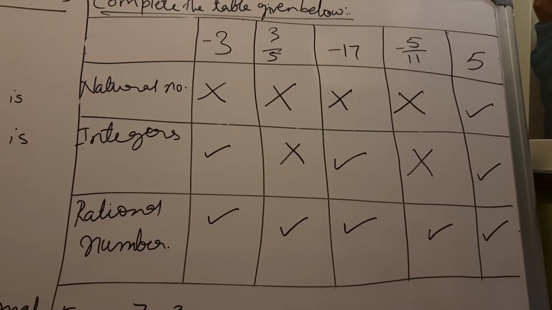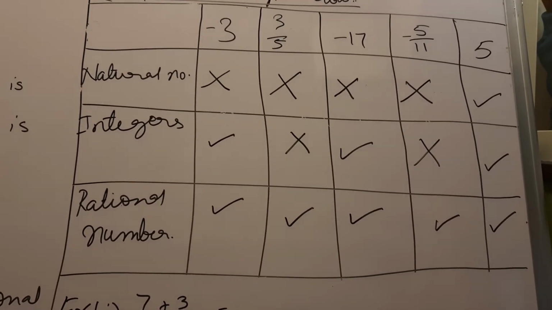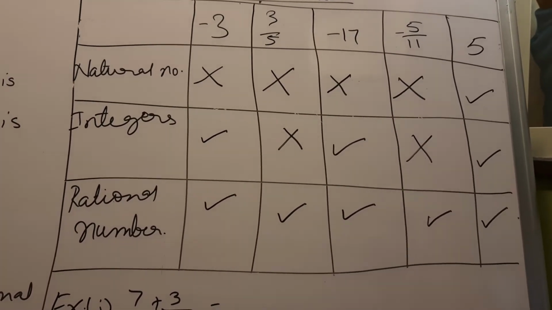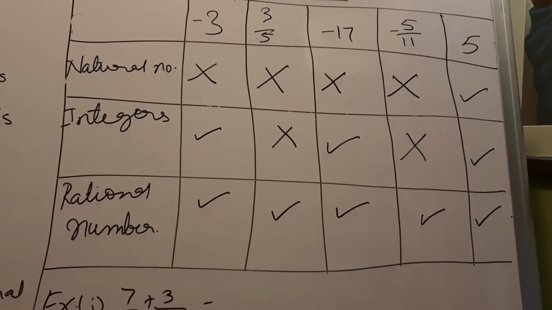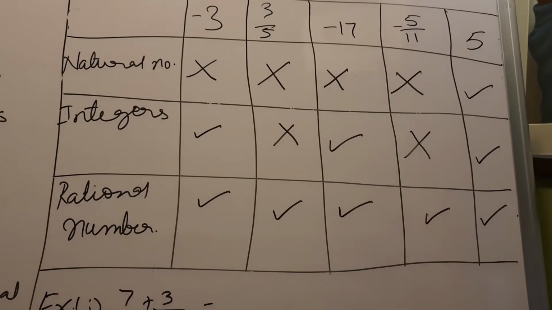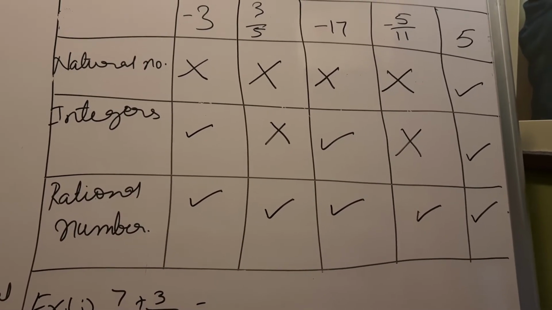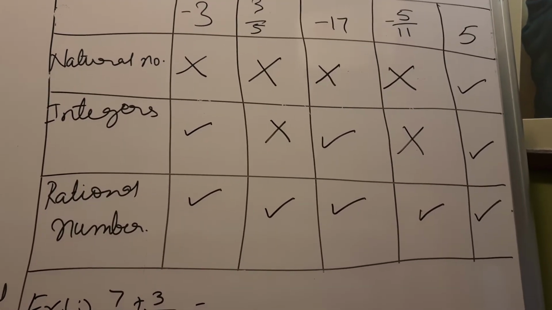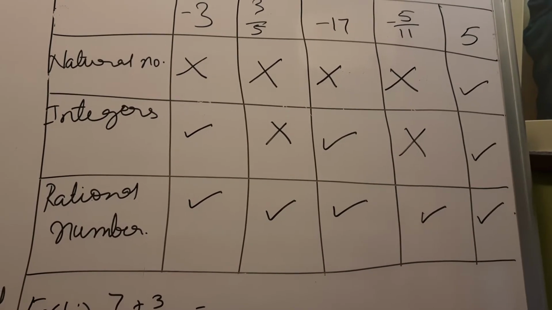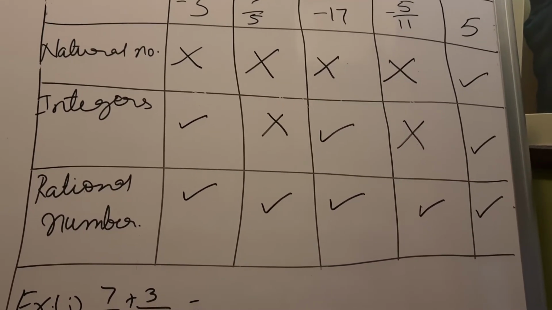Minus 3 is not a natural number. It is an integer and rational number. 3 upon 5, not a natural number, not an integer, but rational number. Minus 17, not a natural number, but it's an integer and rational number. Minus 5 upon 11, not a natural number, neither integer, but it's a rational number. 5, it's a natural number, it's an integer and it's a rational number.